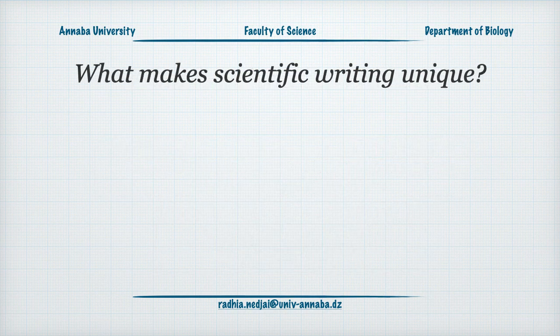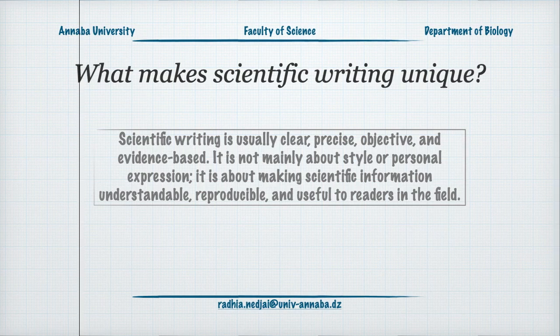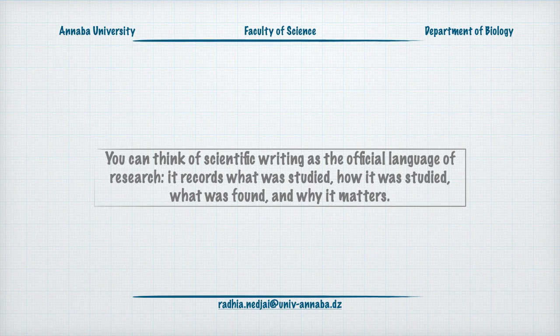Now the question is, what makes scientific writing unique? Scientific writing is usually clear, precise, objective, and evidence-based. It's not mainly about style or personal expression, but is about making scientific information understandable, reproducible, and useful to readers in the field. And you can think of scientific writing as the official language of research. It records what was studied, how it was studied, what was found, and why it mattered.